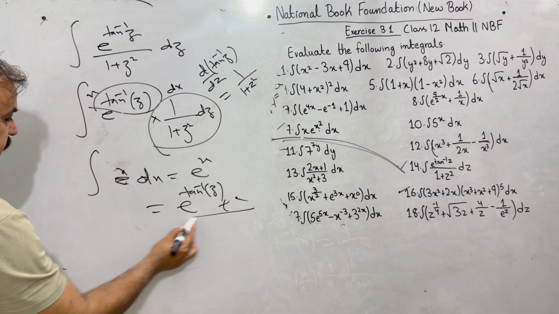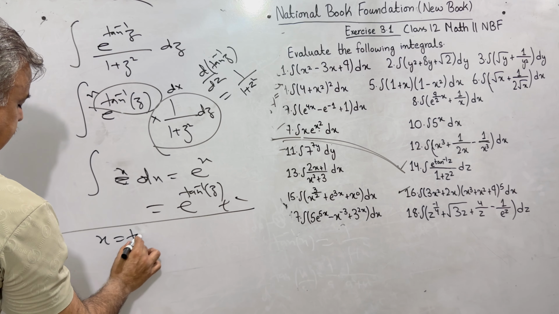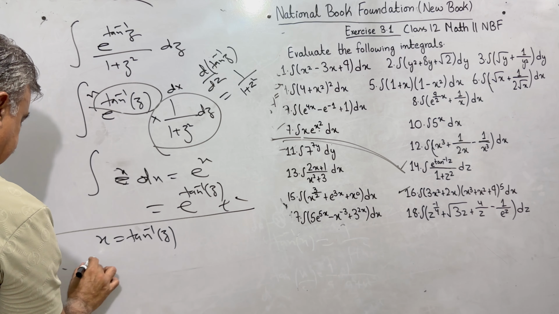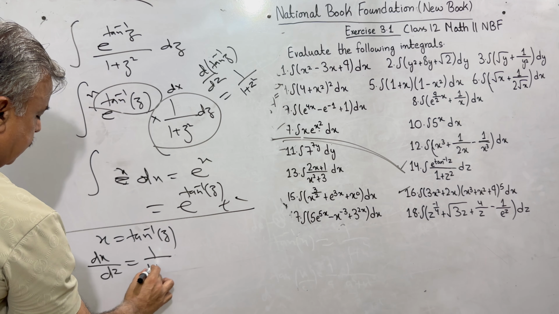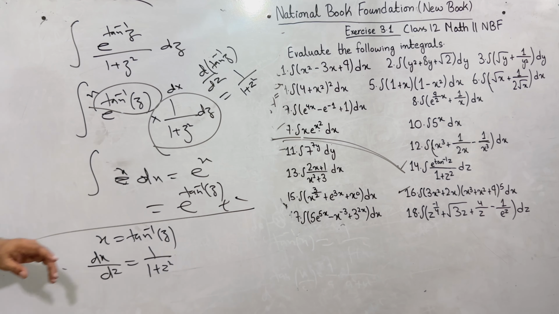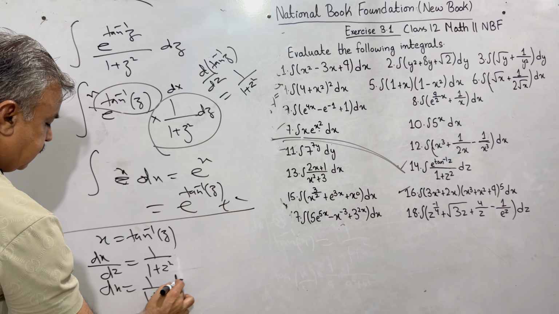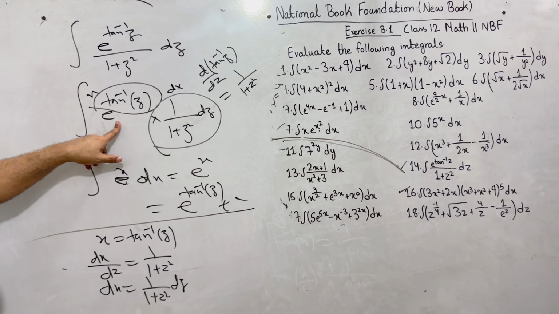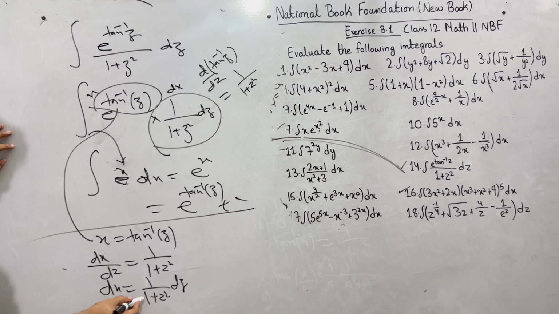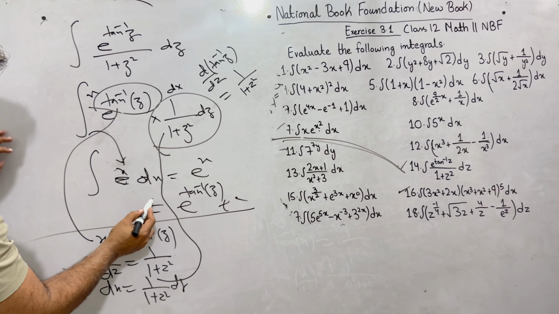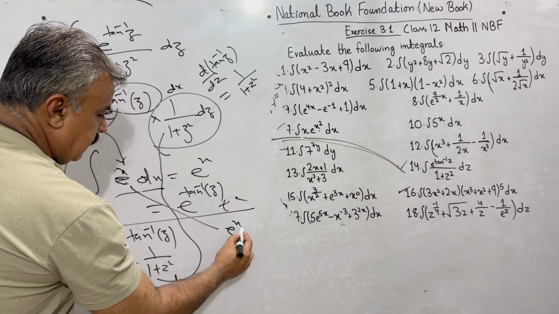Or one can adopt the orthodox method: suppose x is equal to tan inverse z. Differentiating with respect to z, dx over dz, we have 1 over 1 plus z square. Shuffle the differential dz over there. We have dx is equal to 1 over 1 plus z square times dz. Putting these two values in here, we have substituted like this. It's equal to e raised x, and instead of this one, I have written dx. It's our e raised x, it's our dx. So its integration is only e raised x plus c.